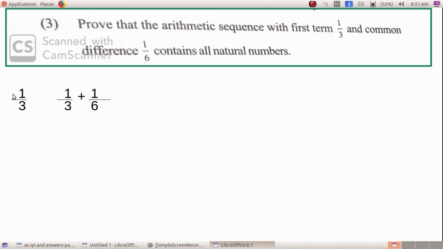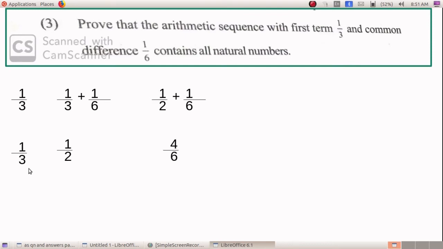Now 1 by 3 is written as it is. The second term is 1 by 2. The third term is 1 by 2 plus again 1 by 6. When it is reduced, 1 by 2 can be written as 3 by 6. 3 by 6 plus 1 by 6 will be 4 by 6.